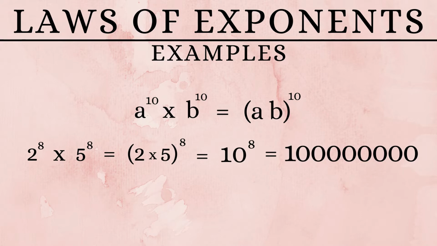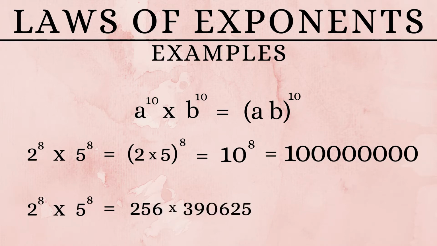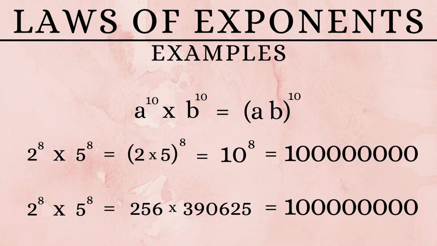Now let's say we didn't use this law. What we would do is find out 2 to the power of 8, which is 256, and 5 to the power of 8, which is 390625, and then find the product of these two numbers to finally get the same answer, 1 followed by 8 zeros. So that shows us that using these laws of exponents makes our work much easier.